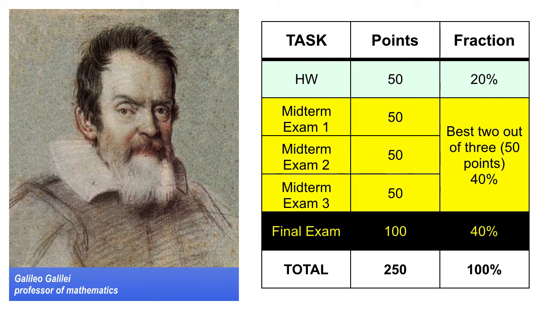Then we'll have midterm 1, 2, and 3, and we'll keep the best 2 out of 3, 50 points each, and so 100 points total. And so that'll be 40% of your grade. And then the final exam, 100 points, and that'll be another 40% of your grade. Total of 250 points for the semester.